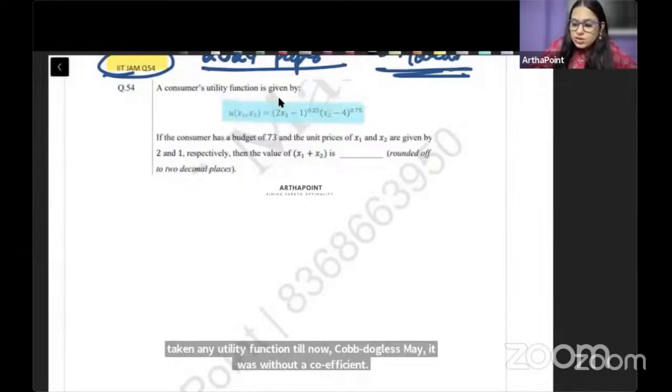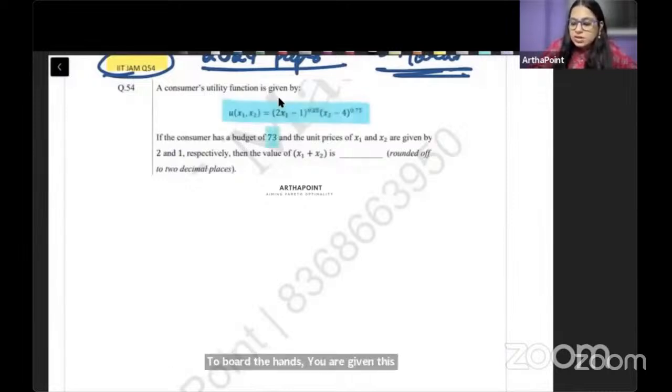You are given this utility function. You are given income is 73, price of good 1 is 2 and price of good 2 is 1. You need to find the value of the sum of the consumption. Just try to do this question once.